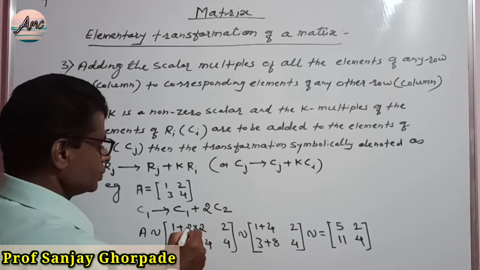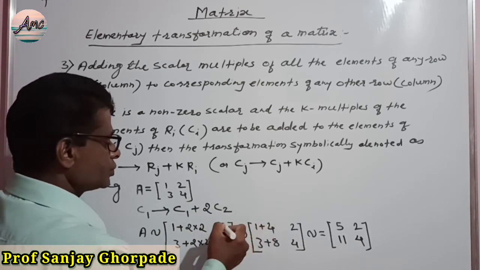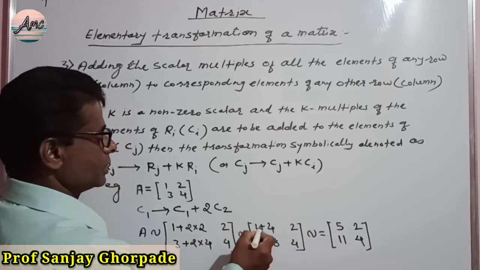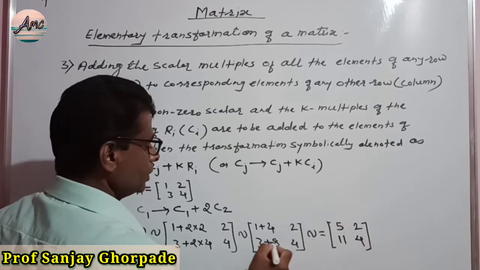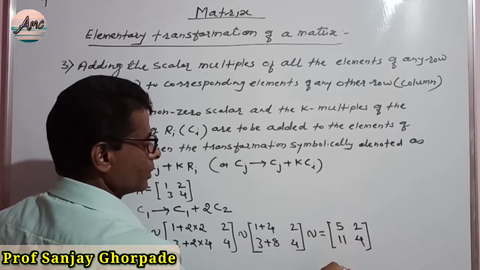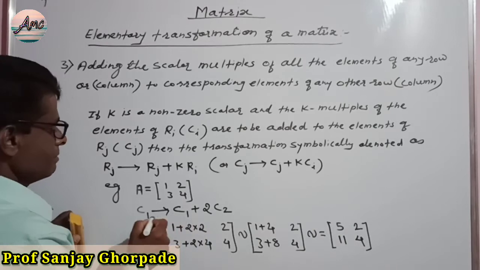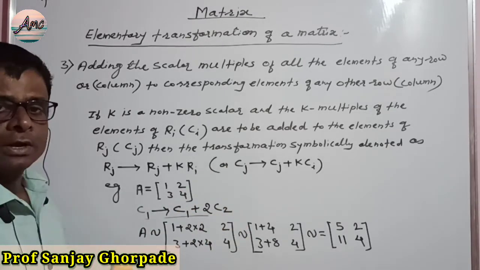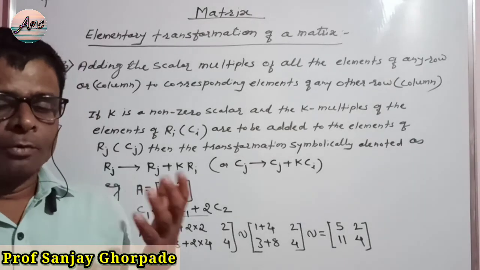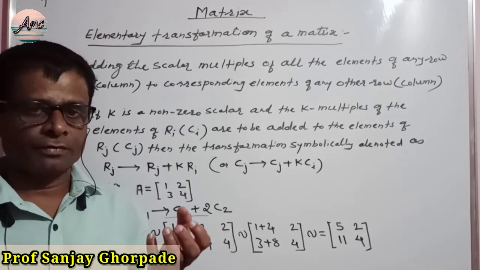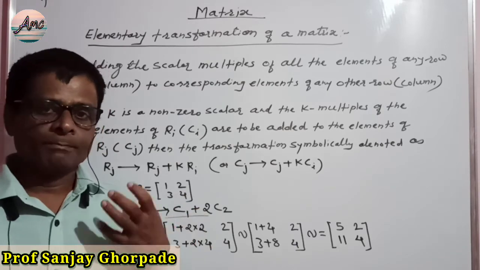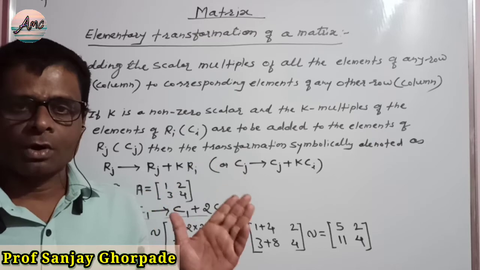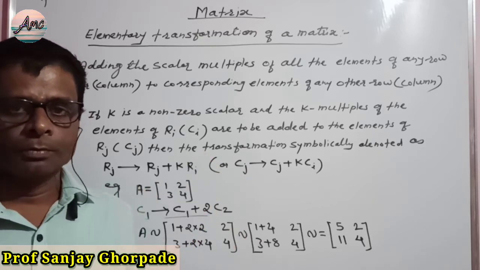So 1 plus 2 twos are 4 plus 1, that is 5. This 2 will remain as it is. 3 plus 2 fours are 8, so 3 plus 8 is 11. 4 will remain as it is. So the matrix is 5, 2, 11, 4. This is the meaning of this column operation. Right? Now, whatever row operations and column operations we have seen just now, by using those operations we work out the examples based on those 6 operations.